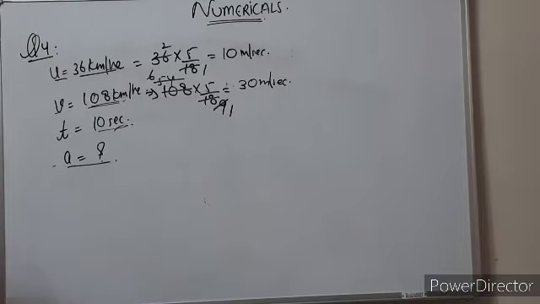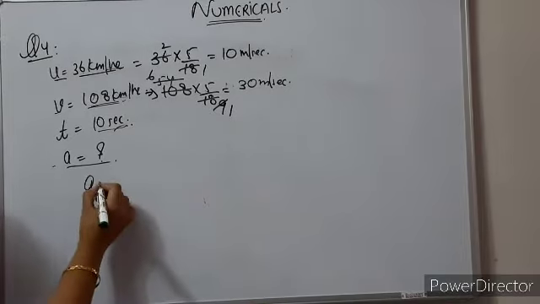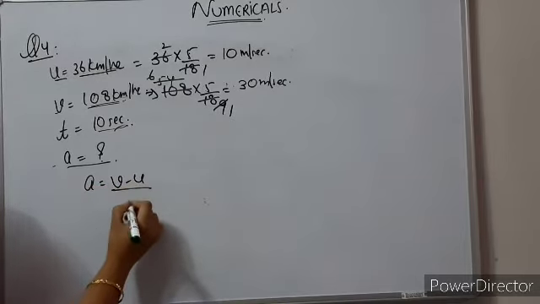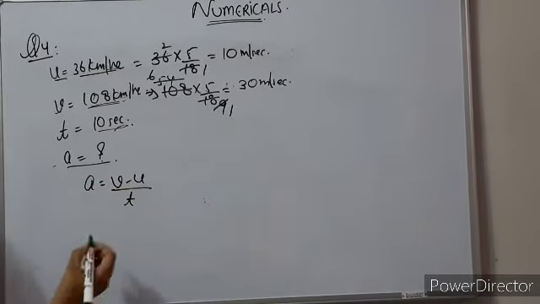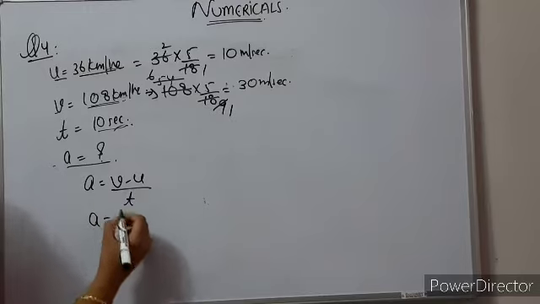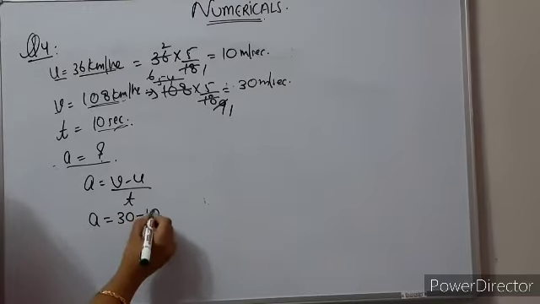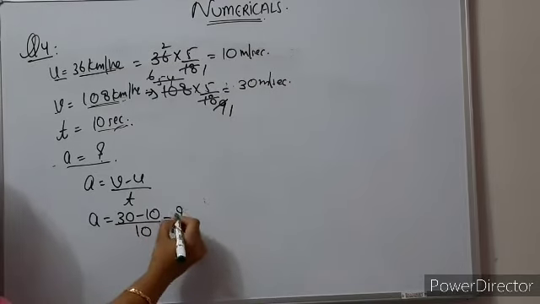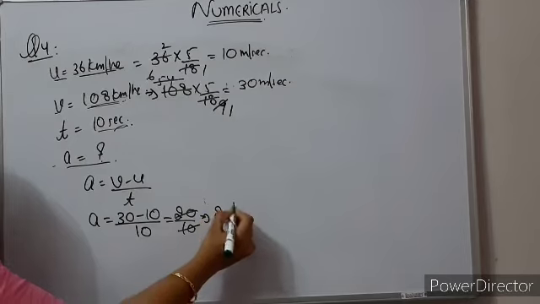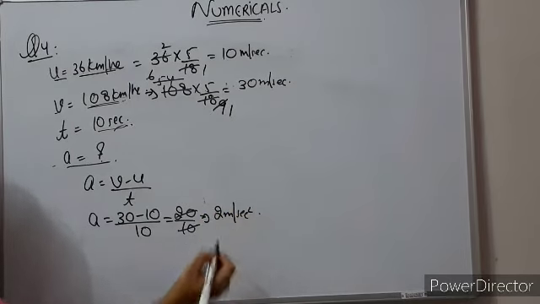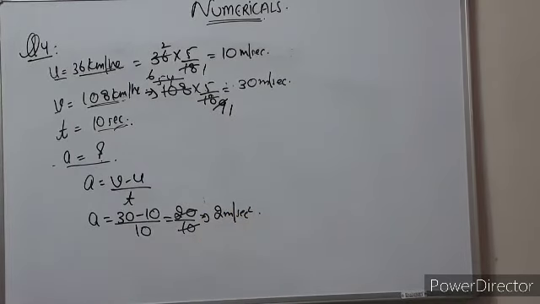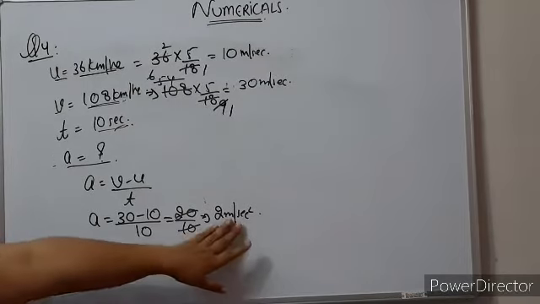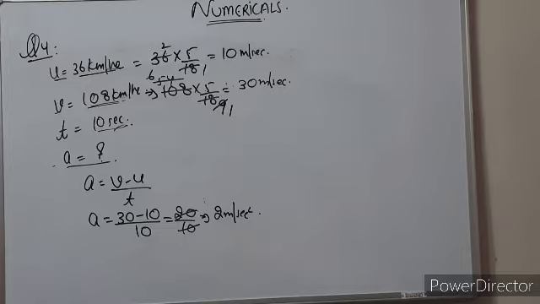Acceleration we have to find out. So the formula we are going to apply now: a = (v - u)/t. Substitute the values. v is 30 minus u is 10, over time is 10. 30 minus 10 is 20, over 10. That is 2 meter per second square. So this is going to be your result. And because the answer is positive, it means it is positive acceleration.